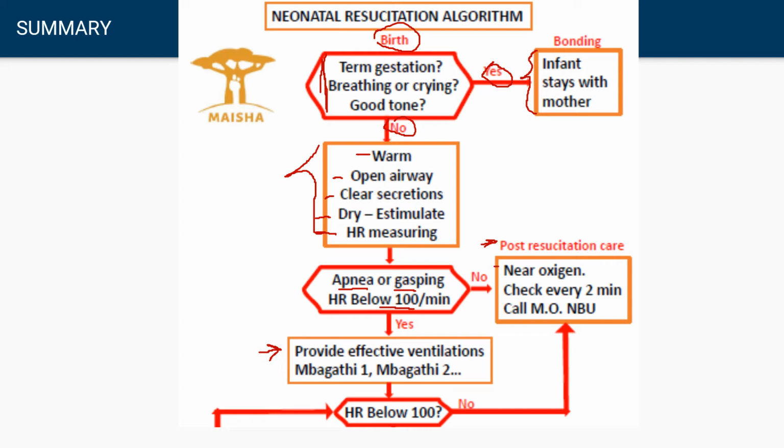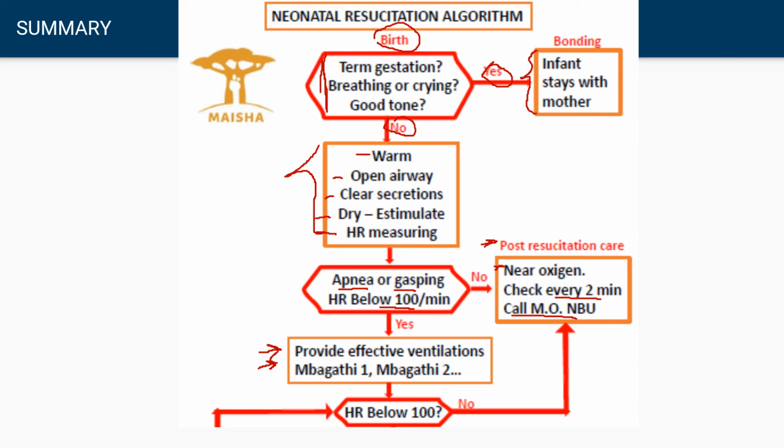So we put the baby near to oxygen, check every 2 minutes, and after that every 5 minutes, and call an EMO to check the baby. But we can give the baby to the mother for bonding and breastfeeding. On the other hand, if we give positive pressure ventilation, we must not forget to check the heart rate after 30 seconds.